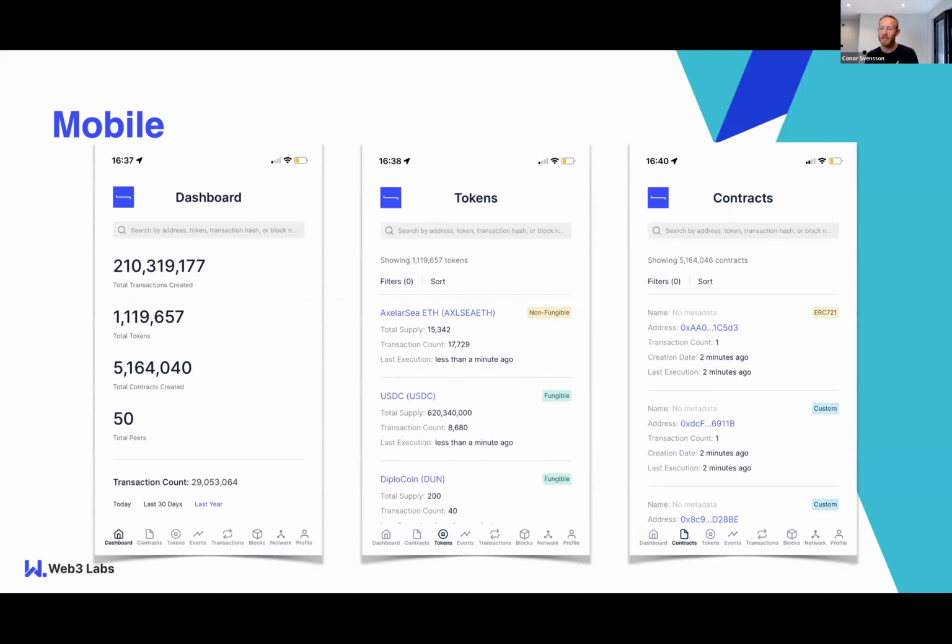We also have a mobile version. Not that I expect many of you to be working with it on your mobile, but I still think it's quite cool that you can see all of this information in mobile form.